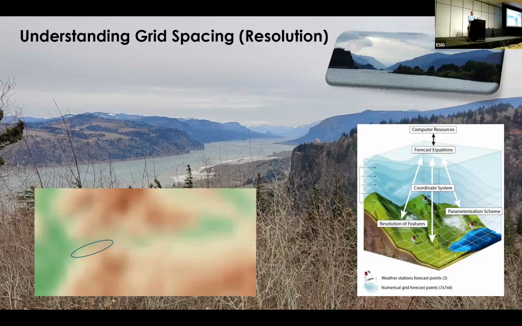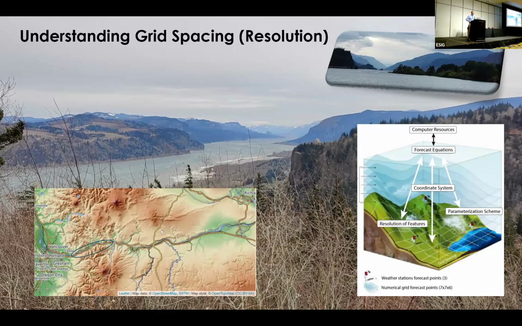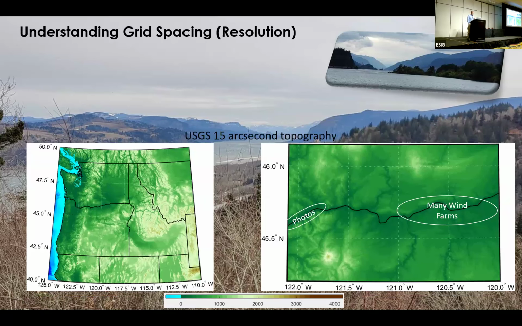That's kind of how the topography looks. Here's kind of putting the glasses back onto that. So I'm going to show you that in a bit more detail here. This is USGS 15-second topography of this region. On the left-hand side, you've got the Northwest, and on the right-hand side, zoomed into the Columbia River Gorge, and I've shown you where the wind farms are and where the two pictures were taken.